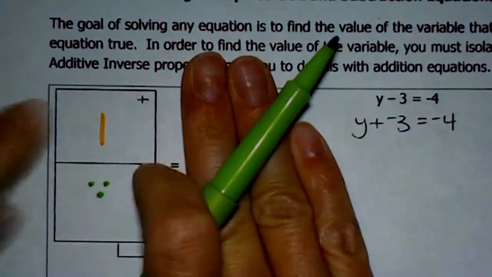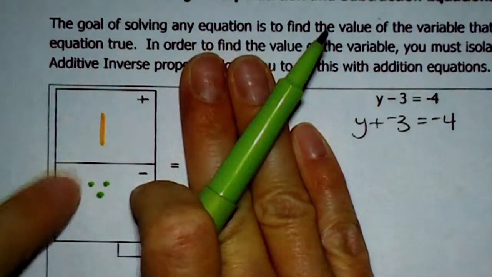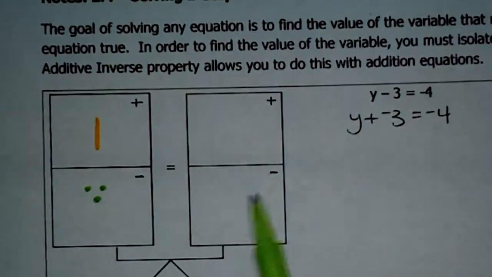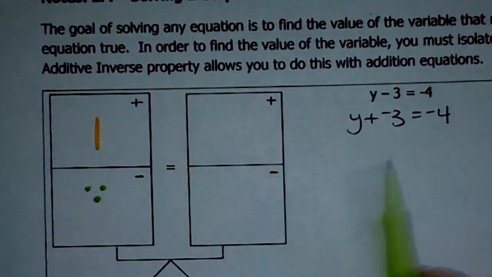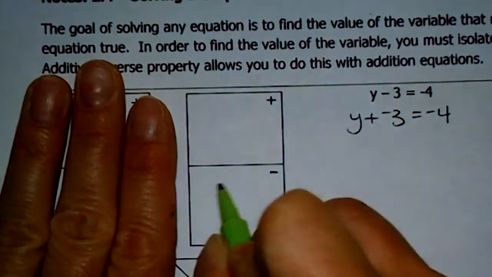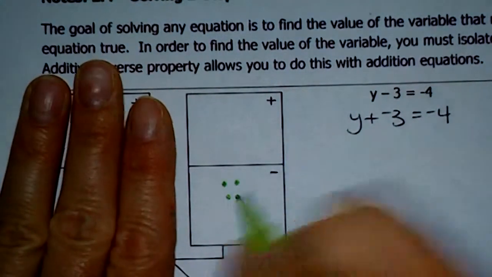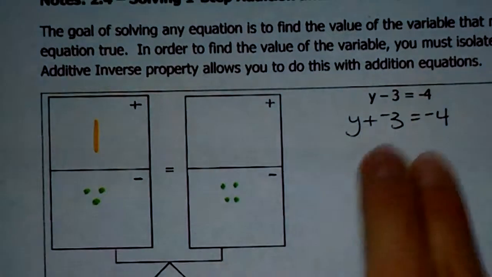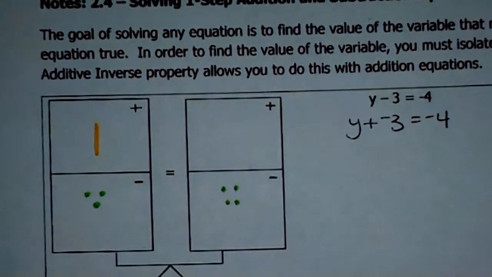So right here, this shows y plus negative 3. It's all on one side of the equal sign. And that's supposed to equal negative 4, right? Here's my equal sign. Negative 4 is on the other side. So on this side of the mat, I just want to show 4 negatives. All right. So that represents that equation, right?